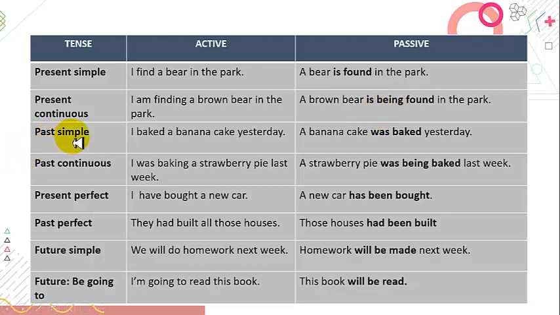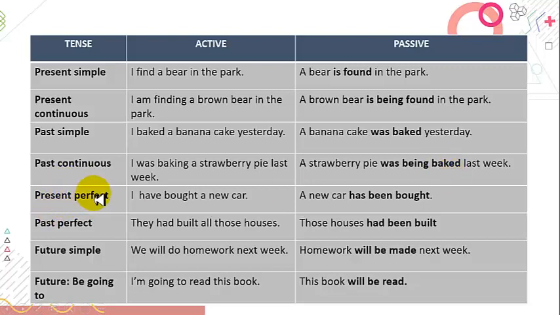Then we have past simple. I baked a banana cake yesterday. A banana cake was baked yesterday. Past continuous. I was baking a strawberry pie last week. A strawberry pie was being baked last week.